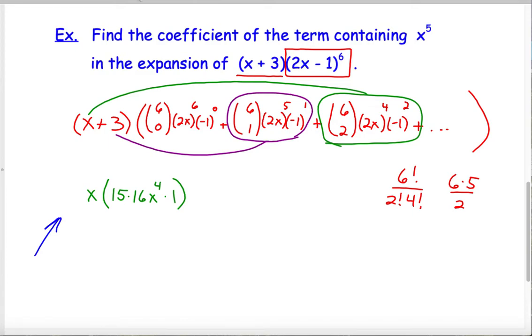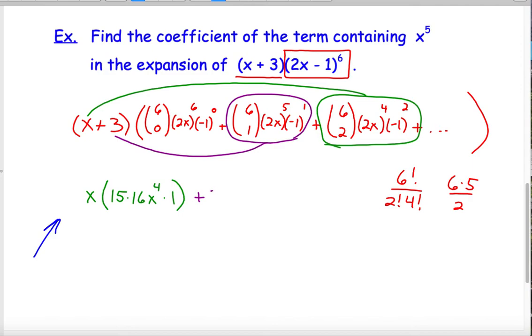Okay, now let's do the purple. And that's going to be 3 times 6 choose 1 is 6. 2 to the fifth is 32. X to the fifth times negative 1. So I'm going to wind up with 15 times 16, which is what, 240? X to the fifth plus 3 times 6 times 32. That's a lot. Maybe I should use a calculator. Or 180, well, let's use a calculator.